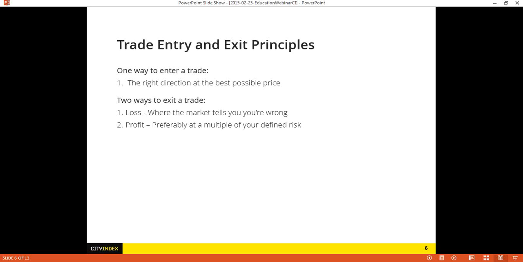So whether you use stop losses or not, this is where you should get out, when the market is telling you that your original rationale for getting into that trade was wrong, and therefore you should be out, okay? No question about it, you got to be out.